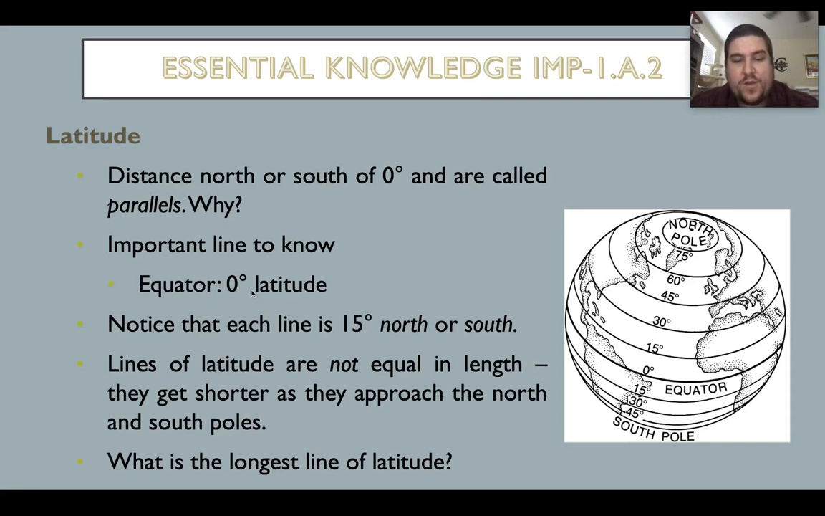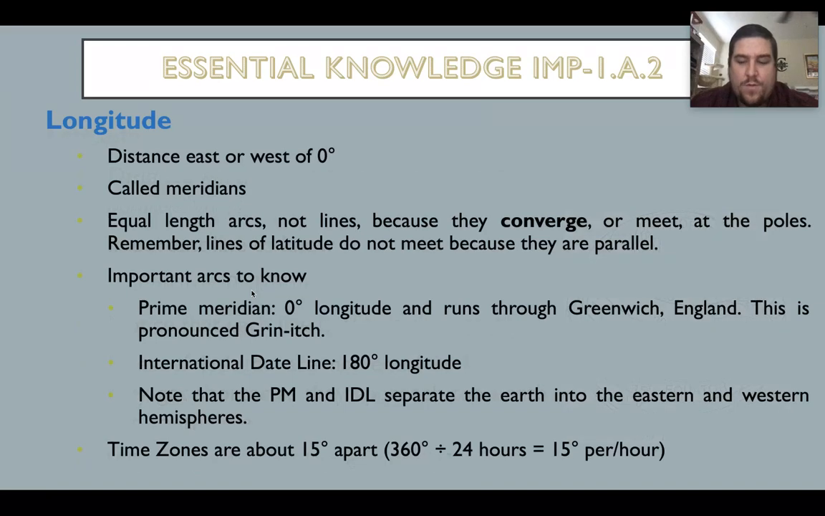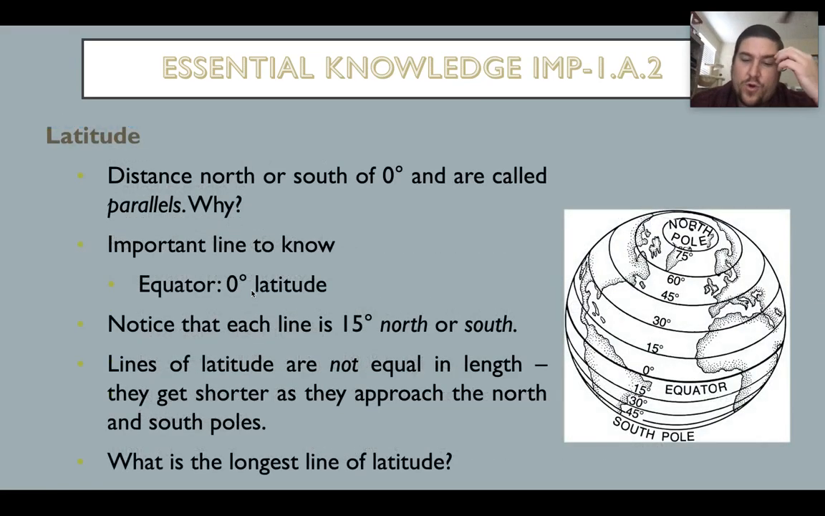Latitude, distance north or south of 0 degrees, are called the parallels. Why? Because they run parallel around. Notice that each line is 15 degrees north or south. The lines are not equal. They get shorter as they approach the north and south poles. That's because the Earth is spherical. If you think the Earth is flat, you're in the wrong class, and you need to think about that a little bit more because the Earth is not flat. The longest line of latitude is the equator. This complete middle of the Earth, the circumference of it, is the widest there.